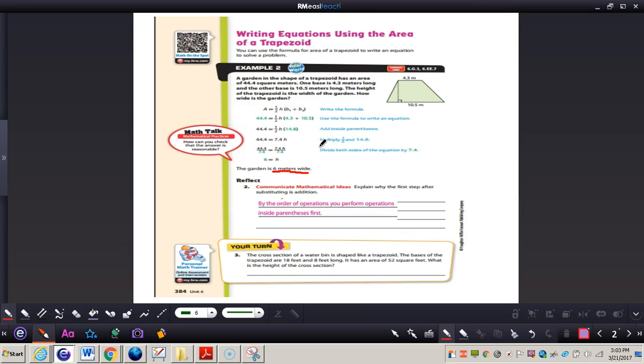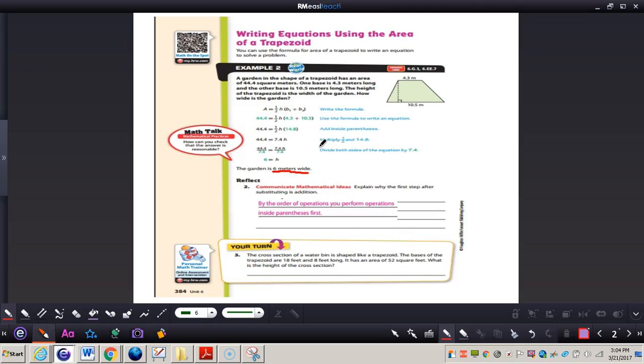Okay, now let's take a look at that reflect question. It says explain why the first step after substituting is addition. We know by order of operations you perform operations inside parentheses first. Okay, so that's important to know. Now let's take a look at number 3.